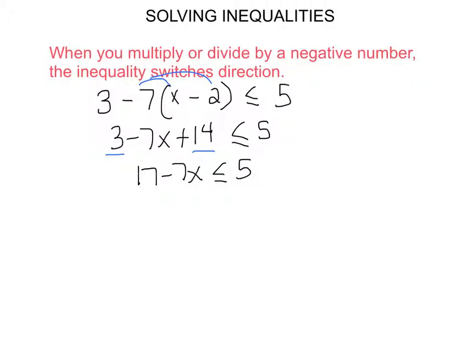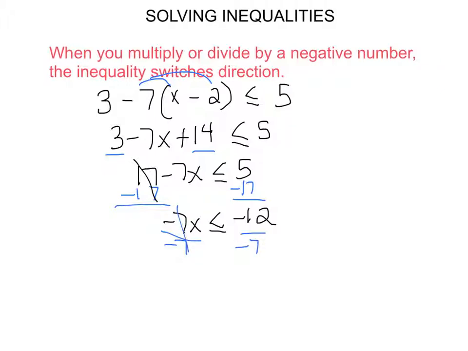Next, we want to get all x's to one side, but if you look, you can see that all the x's are by themselves. So the next thing we need to do is get all the numbers to the other side. So we're going to subtract the 17 from both sides of the equation. So the 17 minus the 17 cancel, and I'm just left with negative 7x is less than or equal to 5 minus 17, which is negative 12. And so the last step that we need to do in order to get x by itself is we have to divide both sides by negative 7.